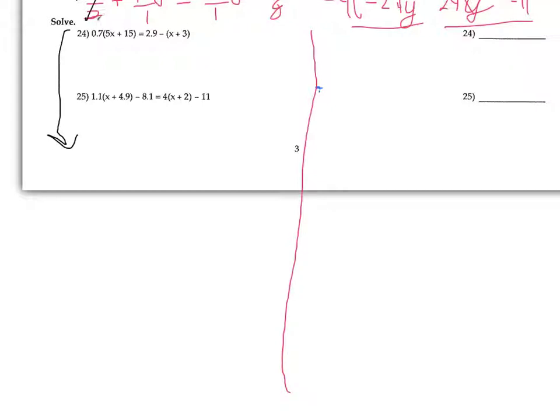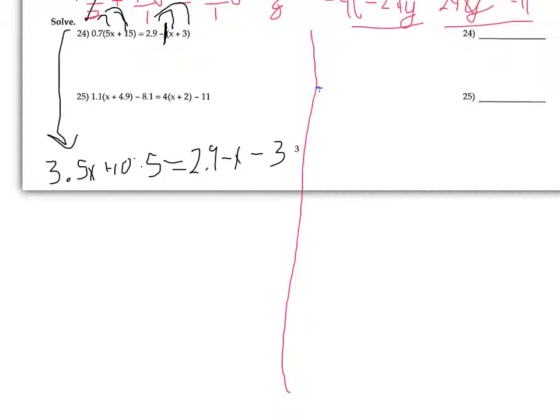Now, when I distribute my 0.7 into here and here, 0.7 times 5 is 3.5, so 3.5x. 0.7 times 15 is 10.5. Now remember that this negative is like a negative 1 here, so we have our 2.9, but when our negative distributes in here, we get a negative x, when our negative distributes in there, we get a negative 3. So then we want to combine like terms.